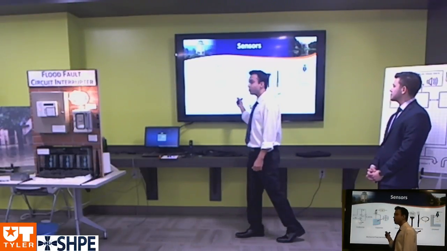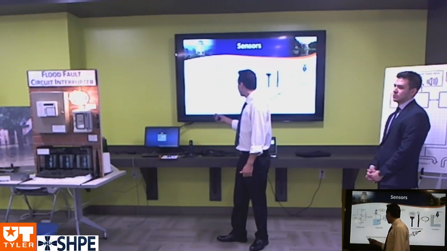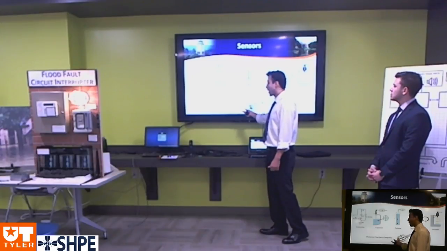But the problem with those is that they have to be powered on all the time, and they have to be active. So we decided to use mechanical float switches, which are also known as magnetic.